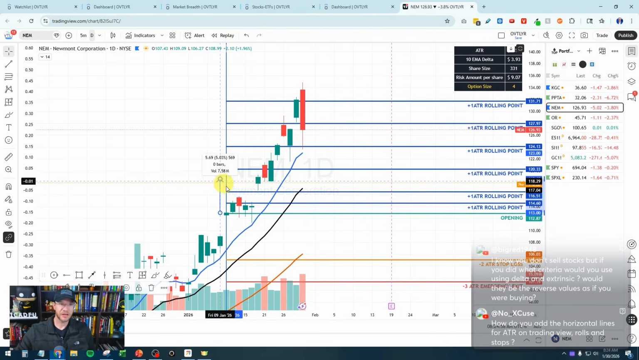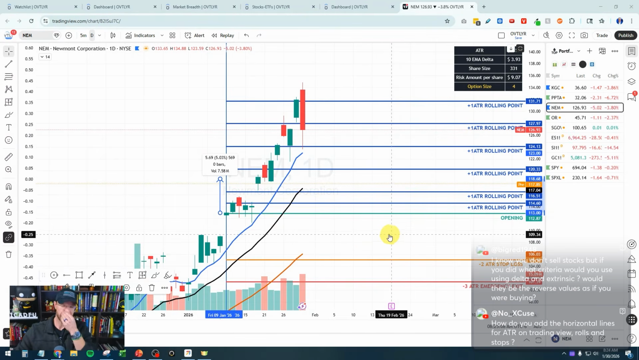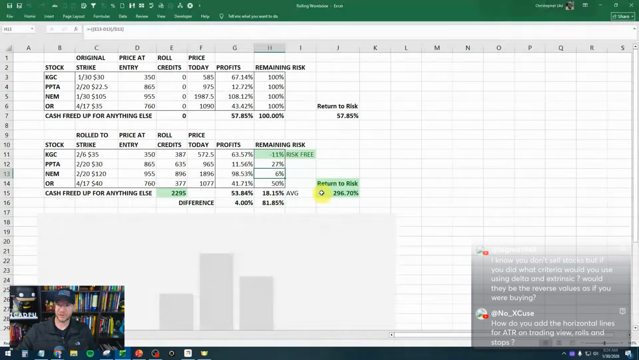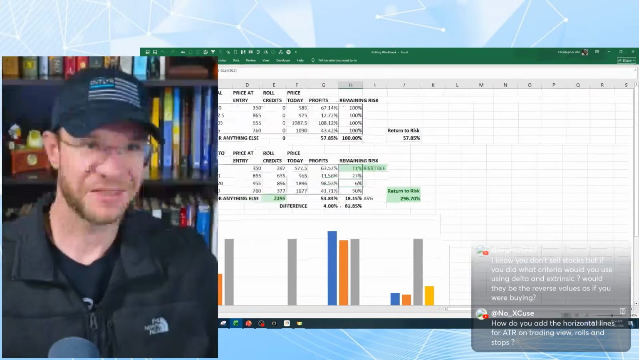But you know what I did? Rather than adding to my position all the way up, I reduced my risk all the way up. In fact, let me go over here real quick. We can actually talk about how much I reduced my position all the way up by rolling. On NEM, I only have 6% of my risk left.